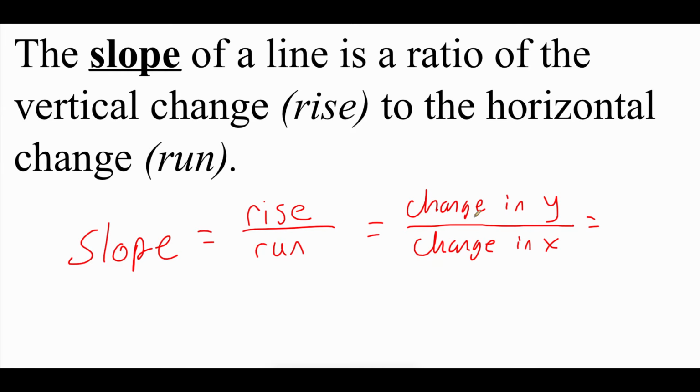Now there's another way that we could write this. A lot of times you see change represented by the Greek letter delta, which looks like a triangle. So we could say the change in y, we could call that delta y, and the change in x, we could call that delta x. So all three of these fractions are saying the exact same thing. The rise means the change in the y values, which can be represented as delta y. The run means the change in the x values, which can be represented as delta x.